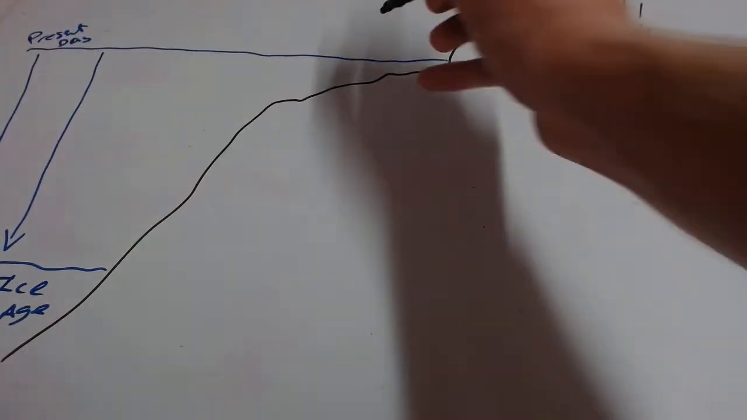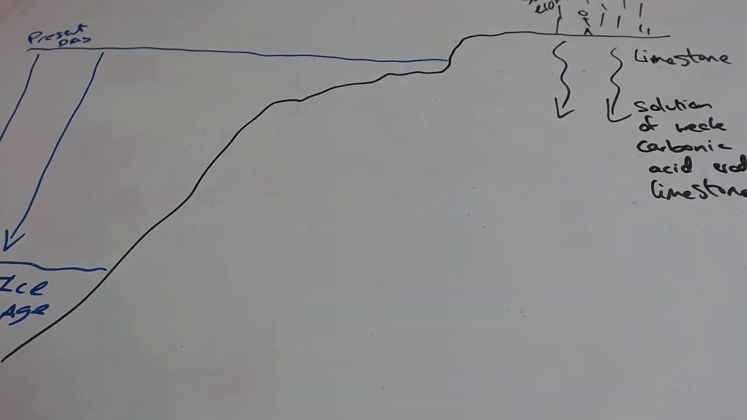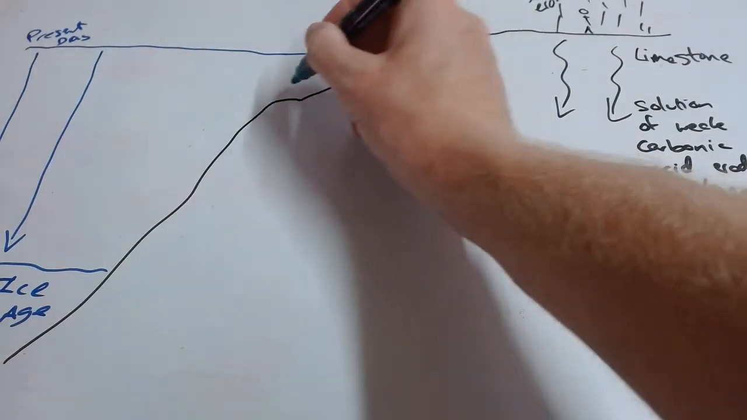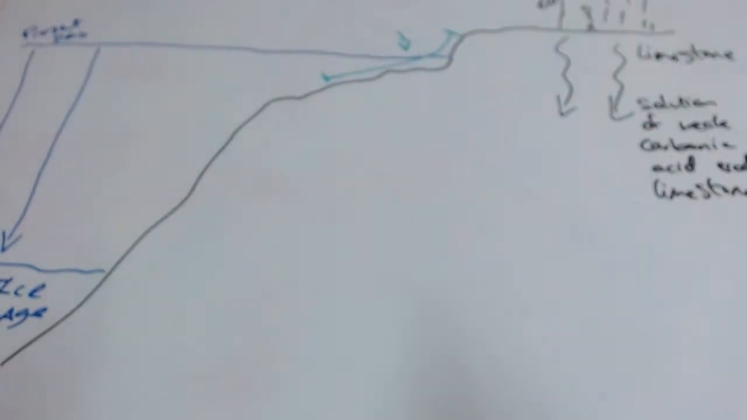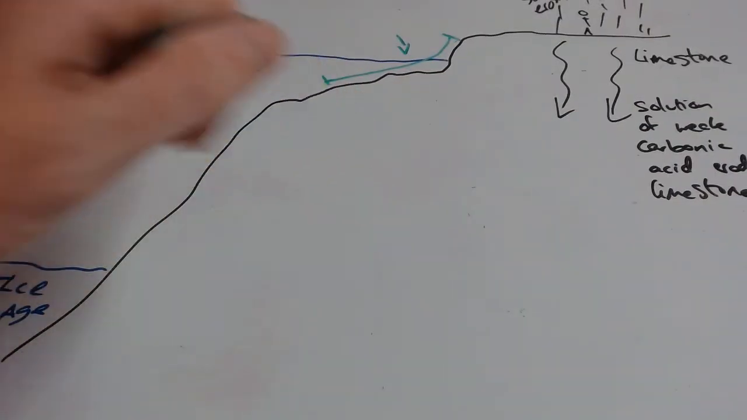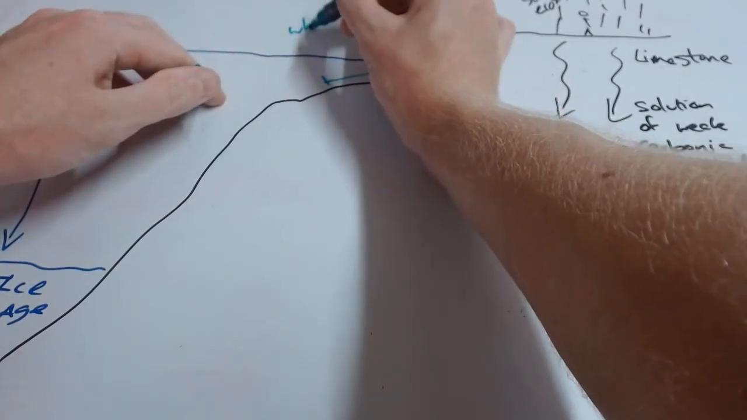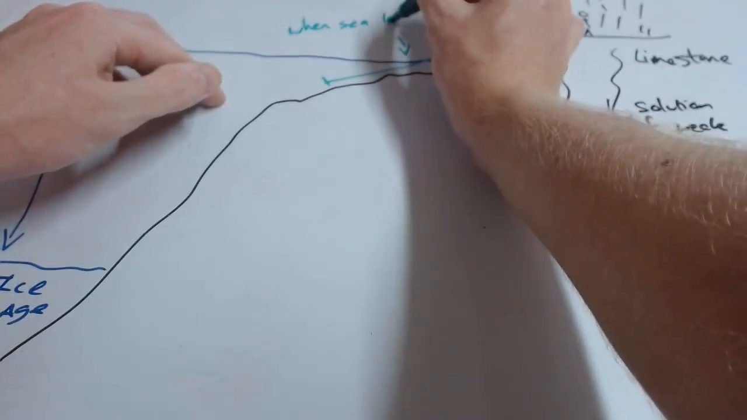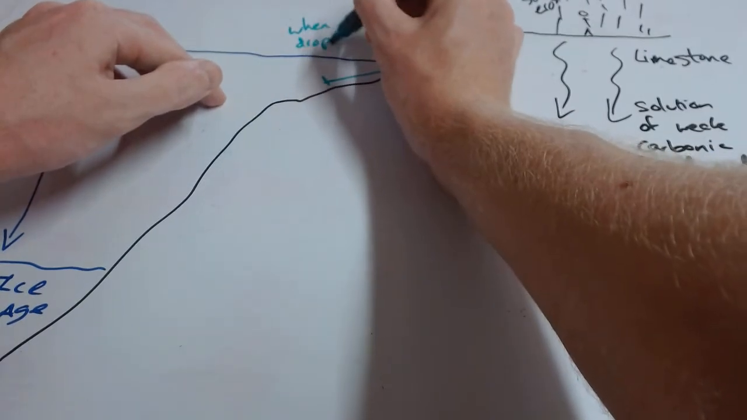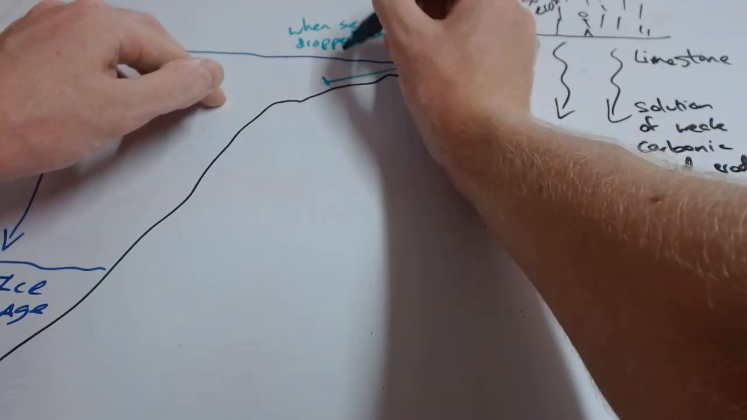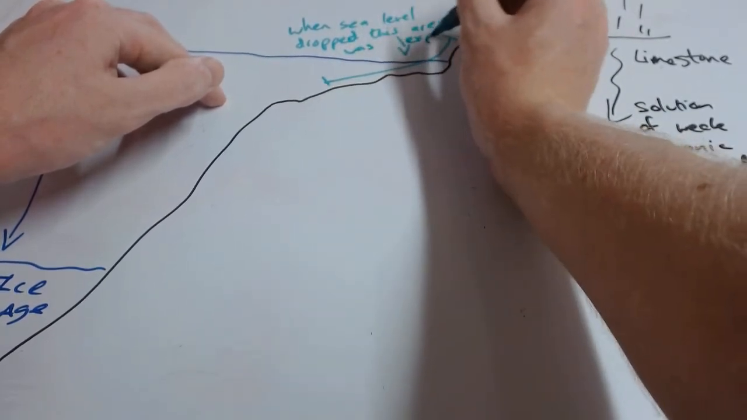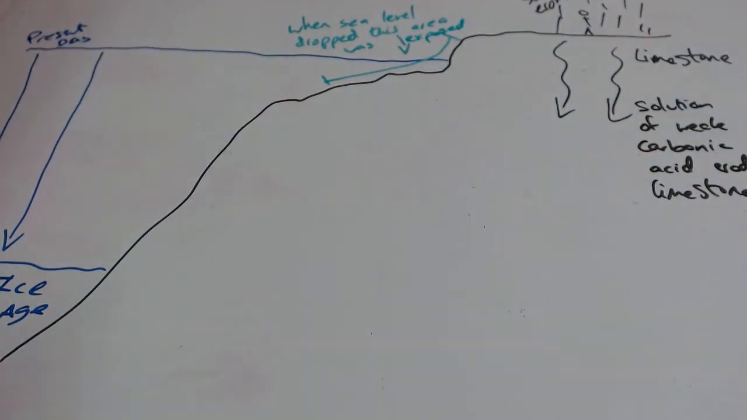I'm going to draw a little arrow. I'll do it in green. Can you see up there? It's a little bit blurry, is it? Okay, so when sea level dropped, this area was exposed. A little bit blurry, but it'll have to do.